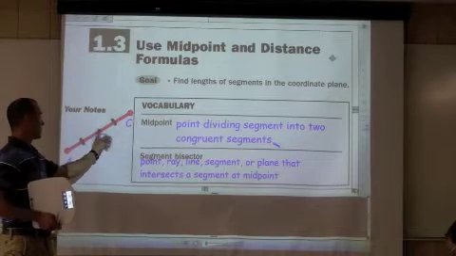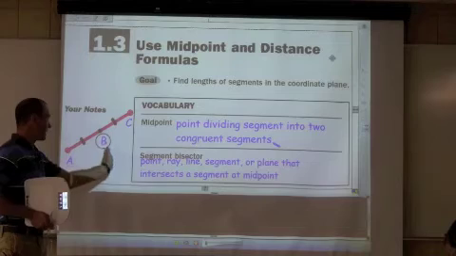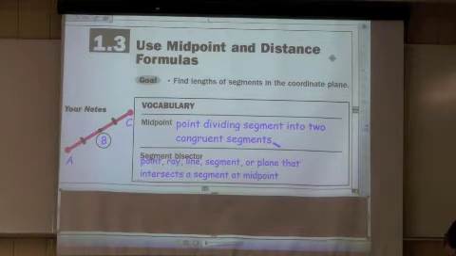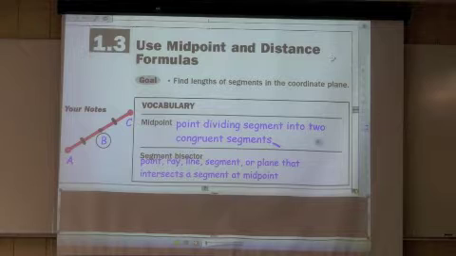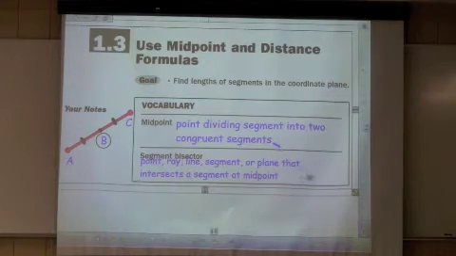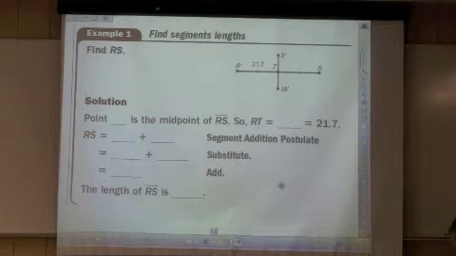B is a bisector. It cuts it into two equal pieces. If I drew a line, a perpendicular line through B, that would bisect it as well. Okay. So there are two vocab words. That's kind of nice. Okay, so let's jump to example 1.